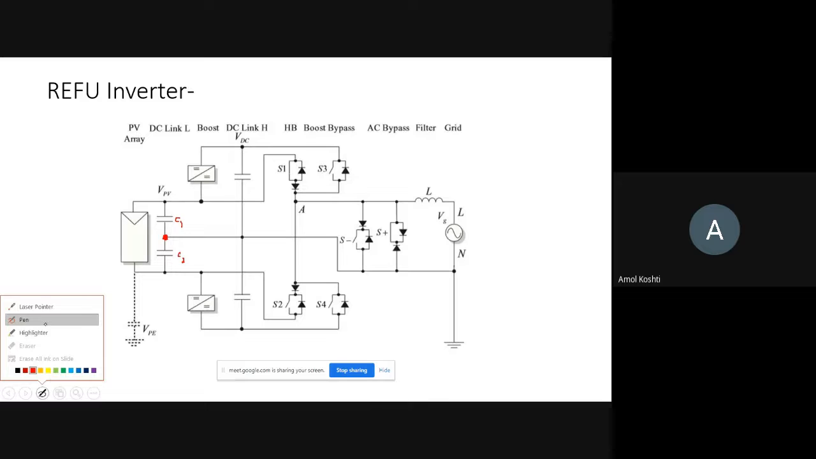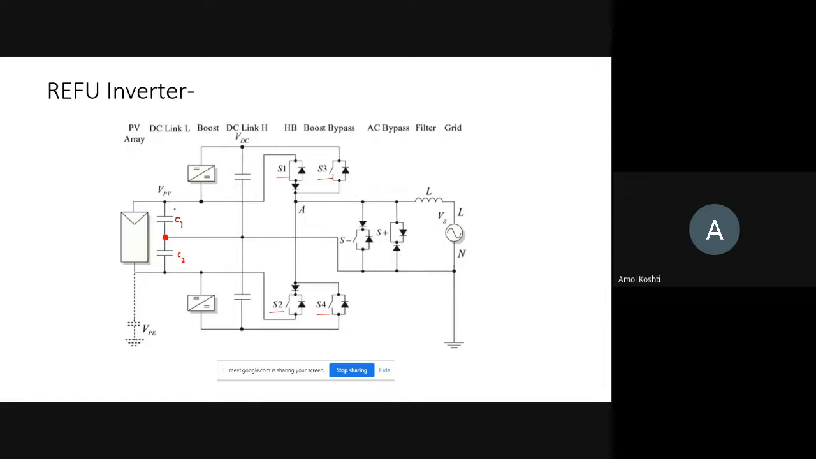Okay, so if you see again, this is the modification in basic H bridge inverter. Why do we call this a modification in H bridge? Because we have these four switches, that is S1 switch, then S2 switch, S3 switch and S4 switch. So it is the basic structure. So in that basic structure, there is a modification.